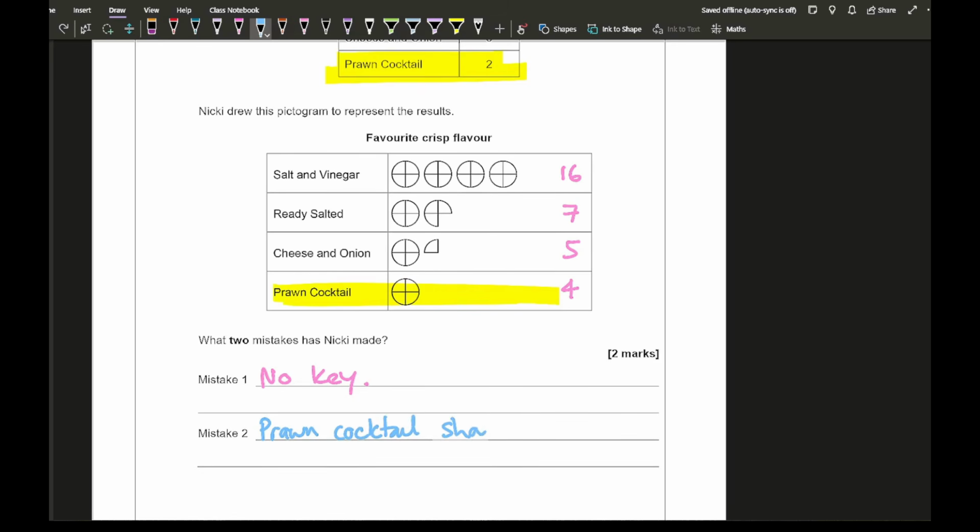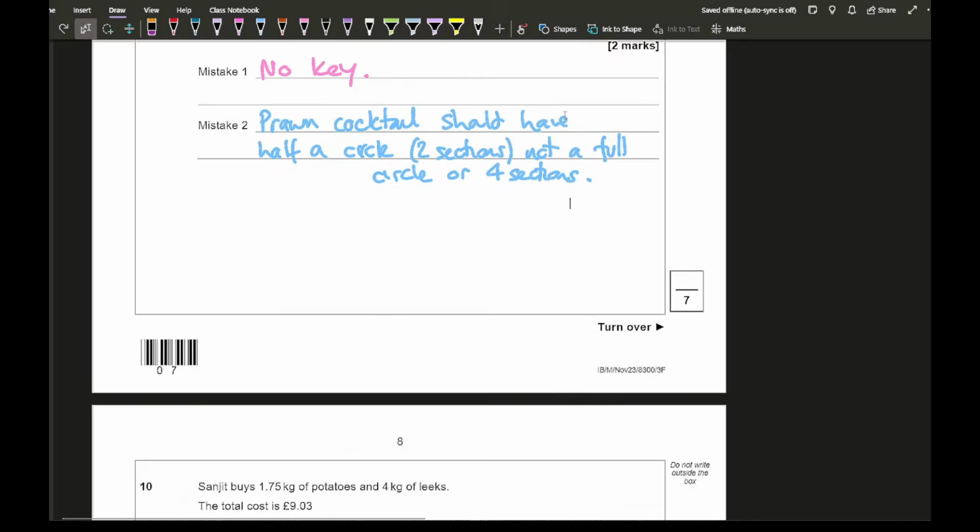So prawn cocktail should have half a circle or 2 sections, not a full circle or 4 sections. So something along those lines would be absolutely fine.